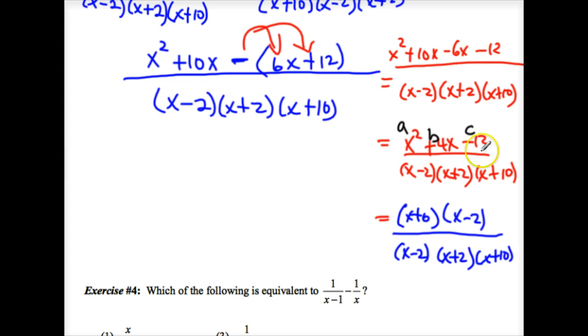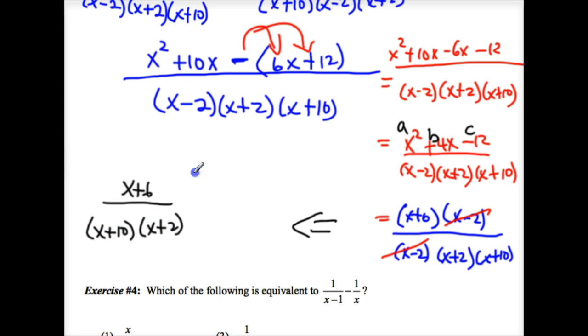And then what can be canceled out? They both have an x minus 2, so that gives me my final answer, which I'm going to write over here as x plus 6 over x plus 10, which is left over, and x plus 2 as my final answer.